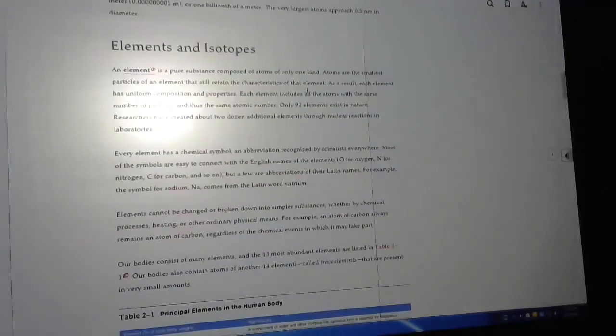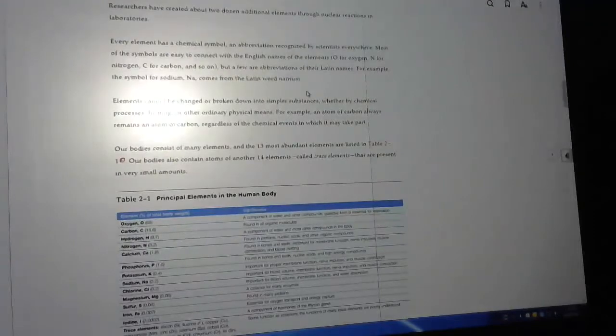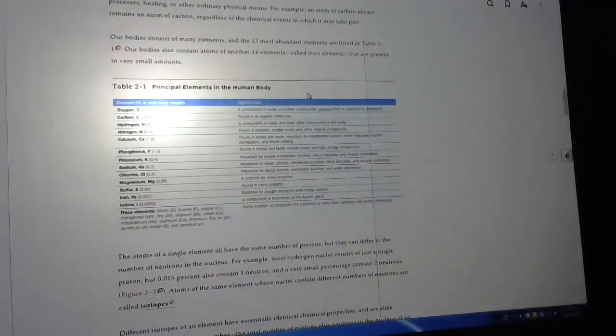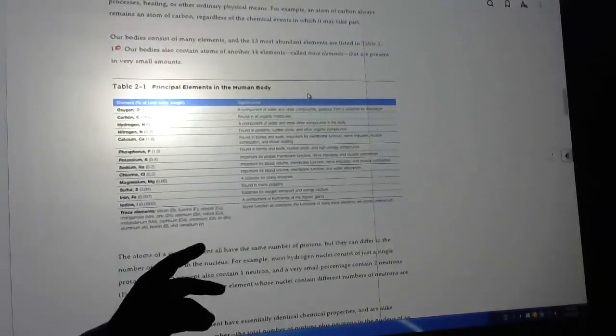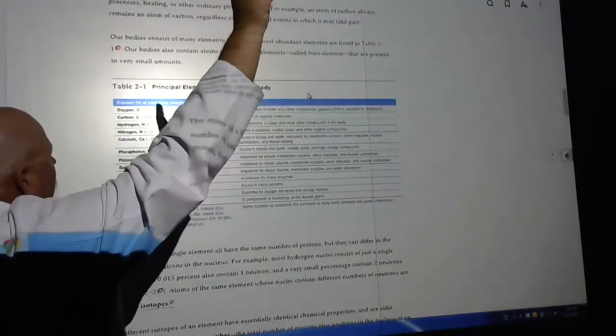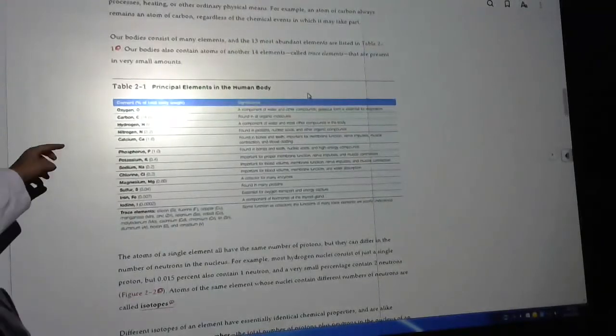Elements and isotopes. If I change the number of neutrons, we call it an isotope. But I'm getting a little bit ahead of myself. We'll get back to the shell in just a second. Principal elements: if you go back to the periodic table, those are all the elements in the world, but we're only going to be talking about a select few of them.